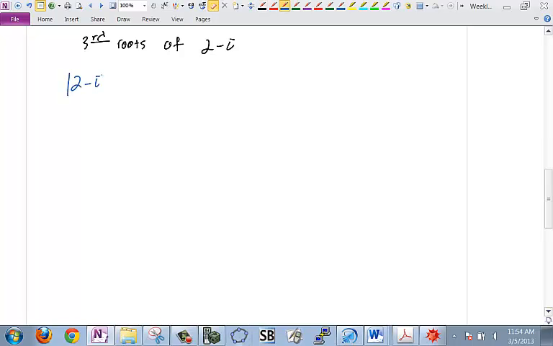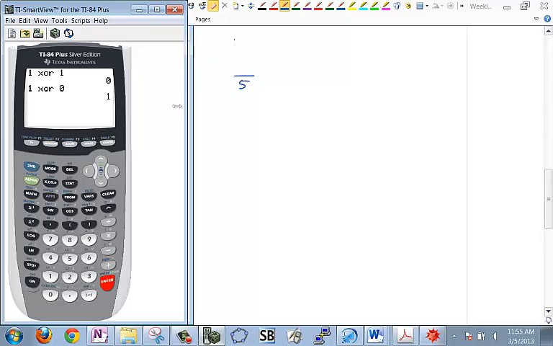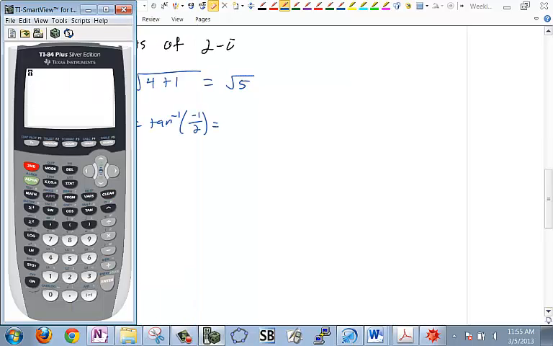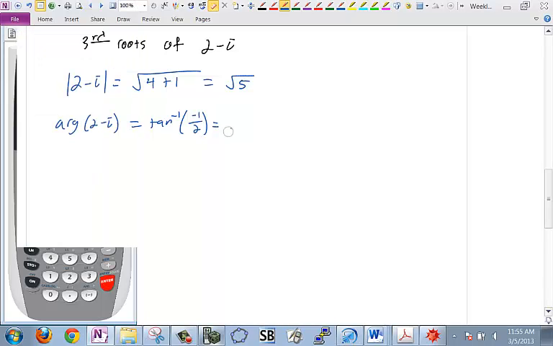First of all, the modulus of 2 minus i, that is the square root of 4 plus 1. So that is the square root of 5. Okay? The argument of 2 minus i, that is the inverse tangent of negative 1 over 2. That is negative 26.565. I'm going to store that in my calculator for A. Negative 26.565 degrees.